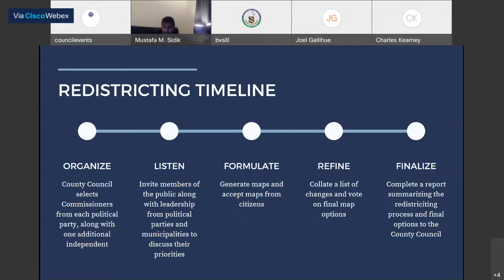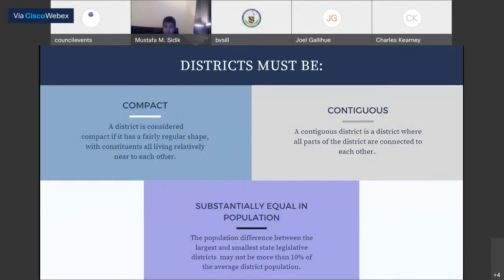Once we vote on a map, we'll be completing a report summarizing our redistricting process and final options to the county council. It is of particular note that we as a commission do not actually vote and basically sign into law a map. That is the duty of the county council. We are purely providing advice and a recommendation to the council. Like I said, we're at that refinement stage right now, before we have a due date, which is in the charter, of October 1st to the county council.